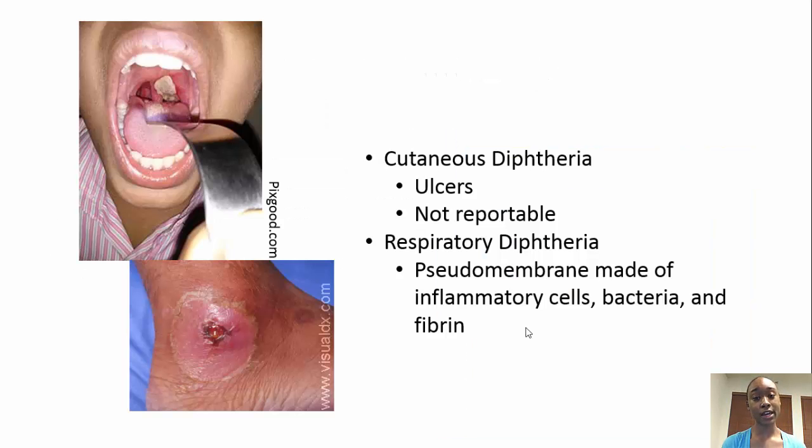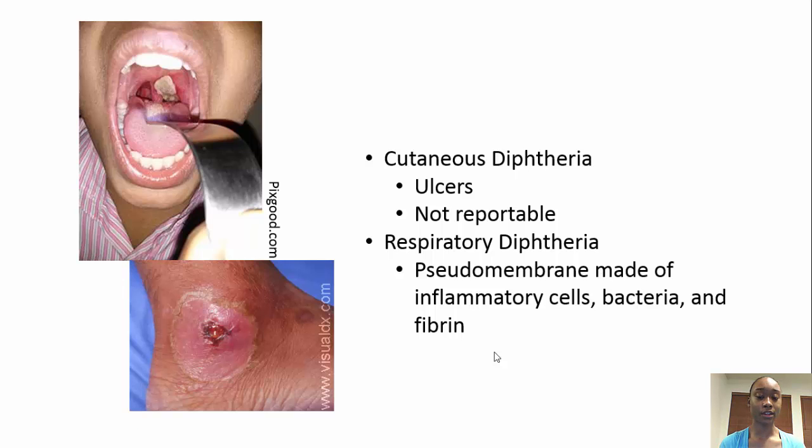So there are two types of diphtheria. There's cutaneous diphtheria and respiratory diphtheria. Cutaneous diphtheria causes ulcers, kind of like this ulcer that's on this guy's ankle. And it's not reportable. It's not a really prevalent or harmful disease in the United States.